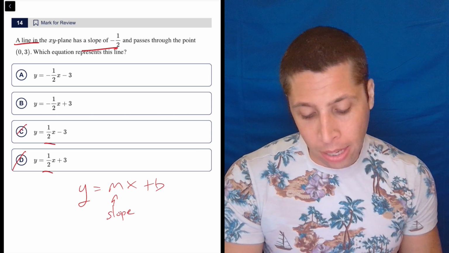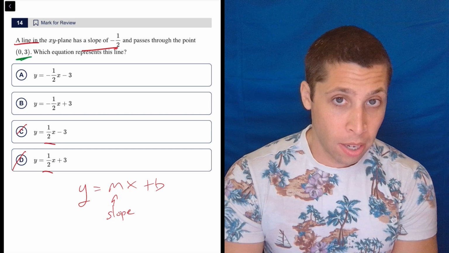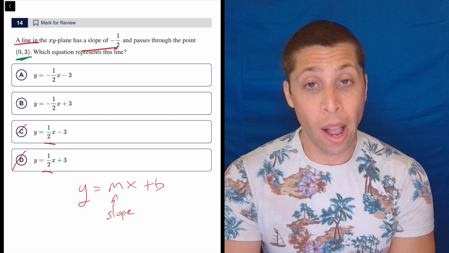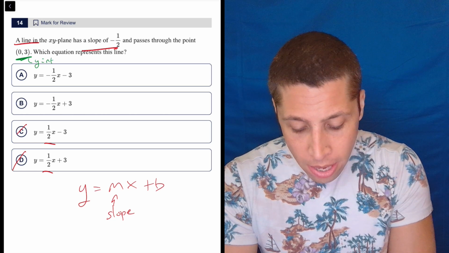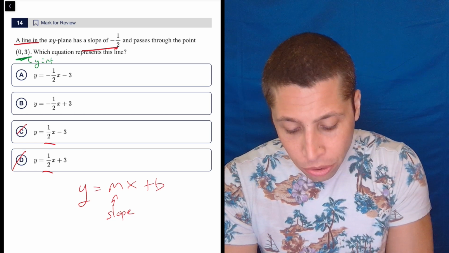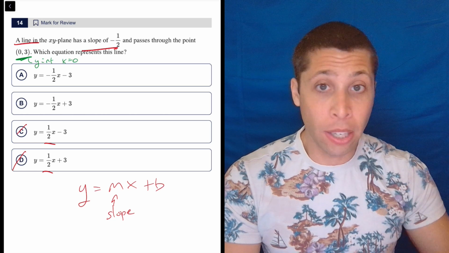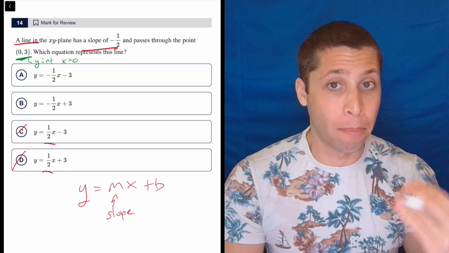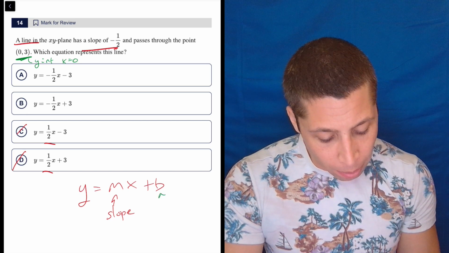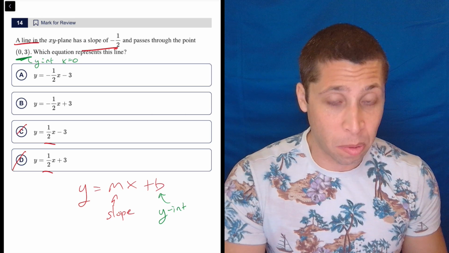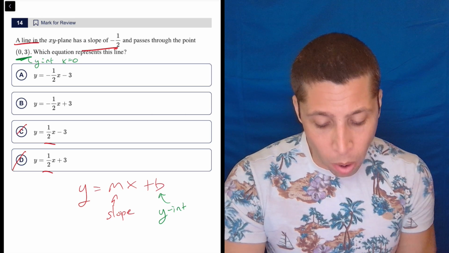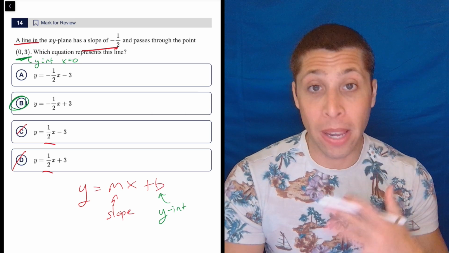And then it comes down to, well, what is this? They don't tell us that it's a y-intercept, but it is a y-intercept because the x coordinate is equal to 0. And that is, by definition, how every single y-intercept must be. So the y-intercept is the other number in this y equals mx plus b equation. It's the b. So we just want a +3, and so that's choice B, and that's it.